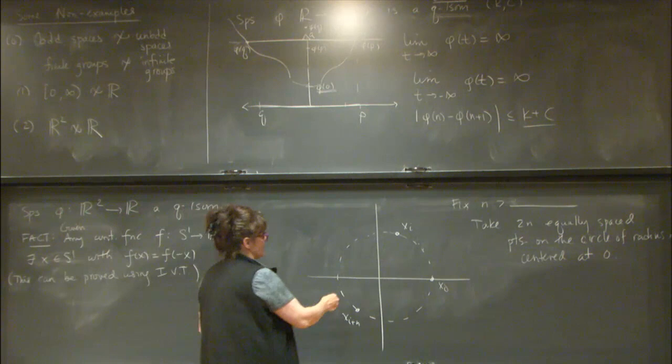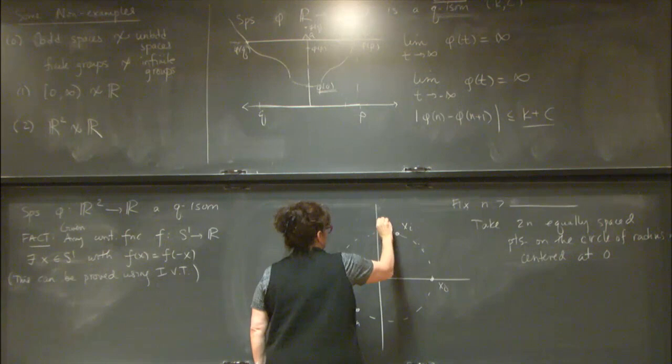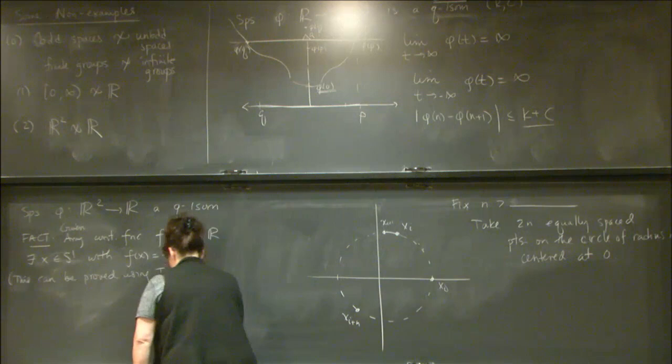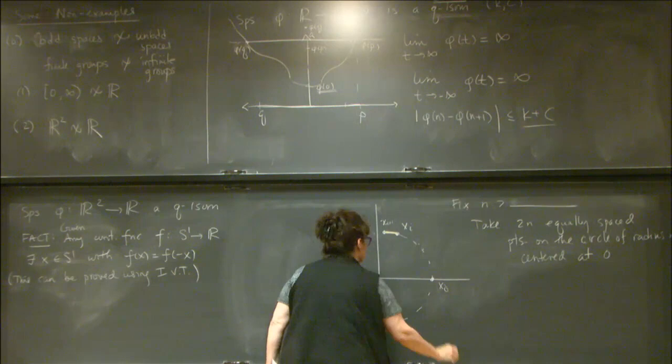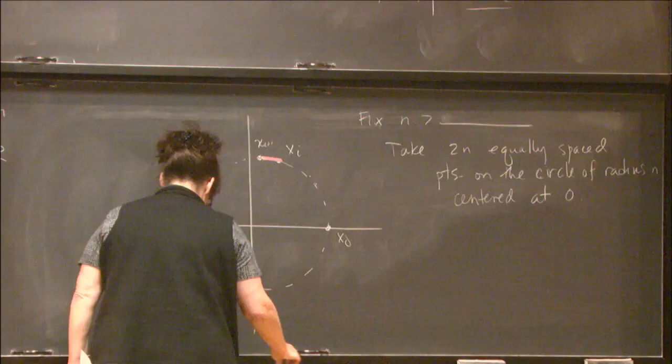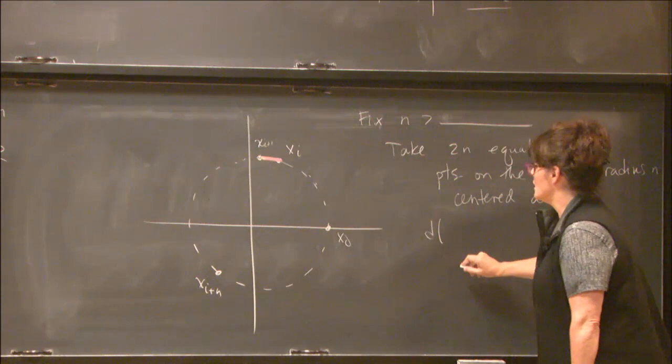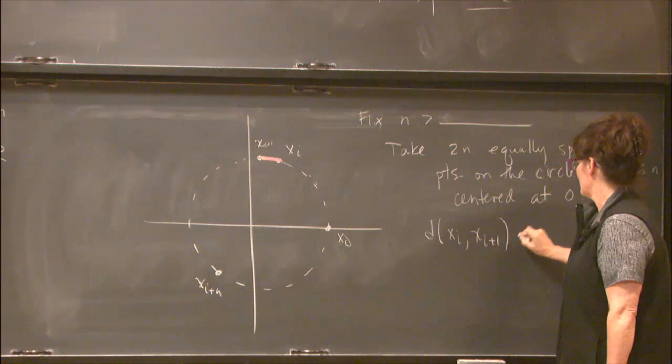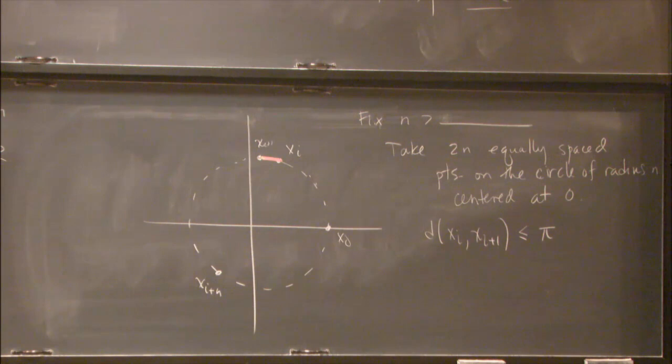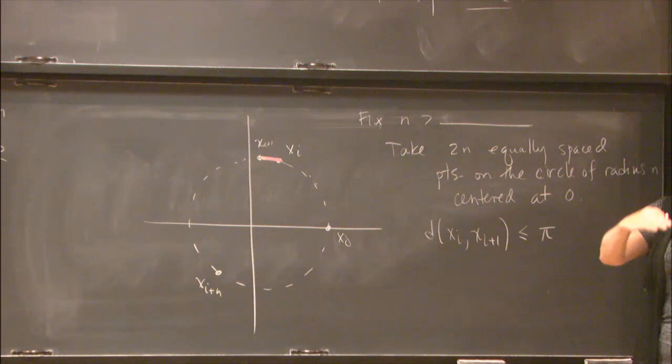And what I know is that if I take two consecutive points, let's put it here, xi plus 1. The length of this arc, let's do that arc, there we go. The distance between two points here, again, I'm working in R2, is less than or equal to pi, because it's less than or equal to the arc length distance between them. That's why I chose 2n of the points. So the arc length is pi, so their distance is less than pi. Could even put a less than, but that's okay.